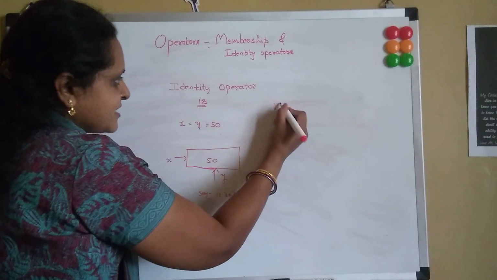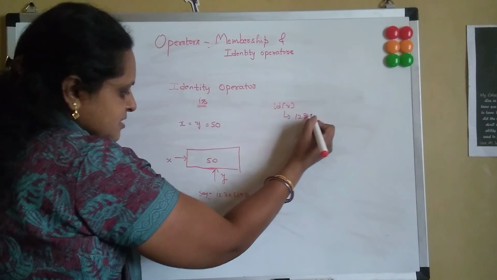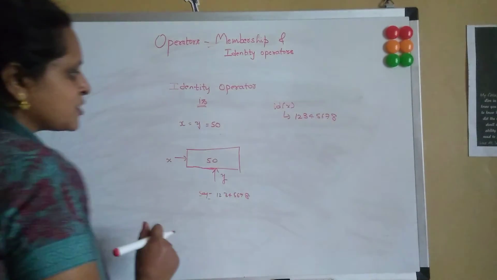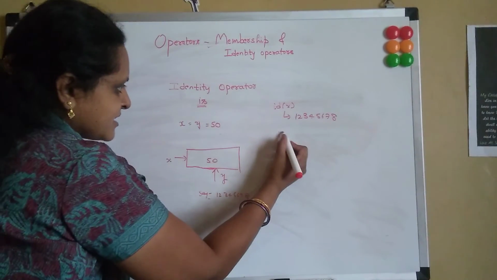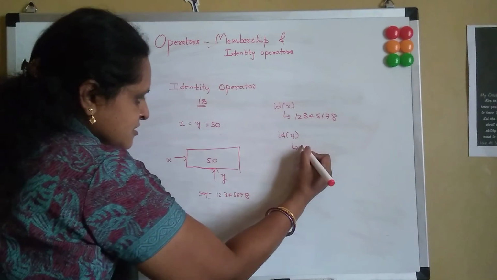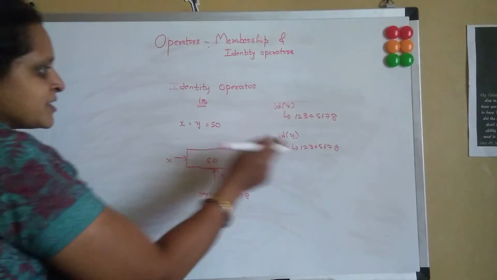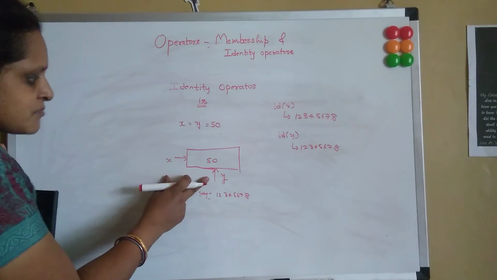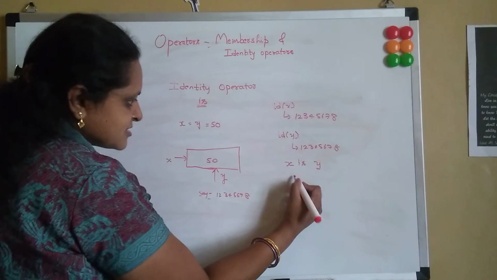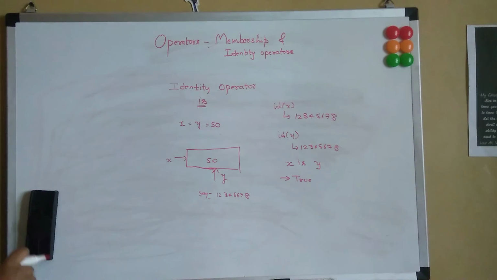If I say id of x, it returns the memory location where x is pointing to. In this case, it returns this particular memory location. If I say id of y, it returns the same memory location, that is 1, 2, 3, 4, 5, 6, 7, 8. Since they are pointing to an object which is in the same memory location, x is y turns out to be true. It returns the Boolean value true.